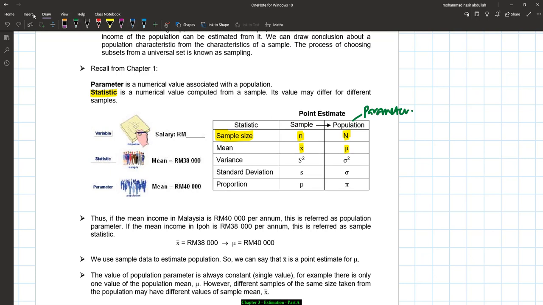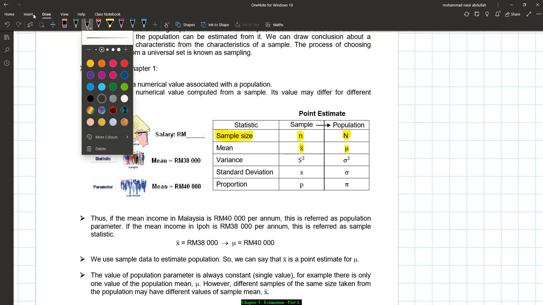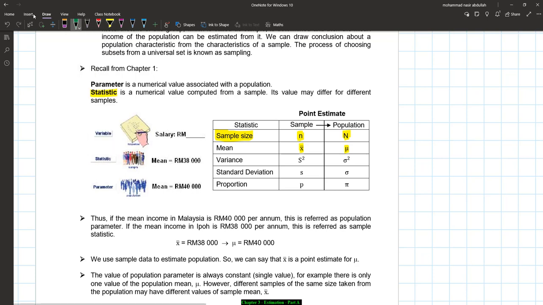Too thick, wait, I change the thickness of the pen. Right. So this is a parameter. This symbol is called a parameter. And all these symbols are called statistics, right, without the S.